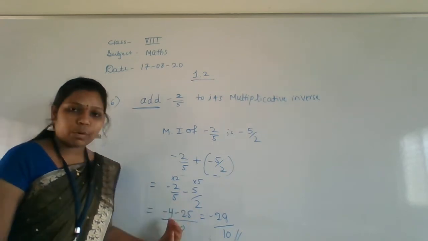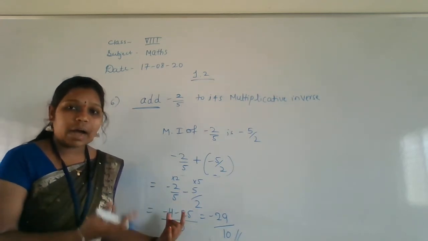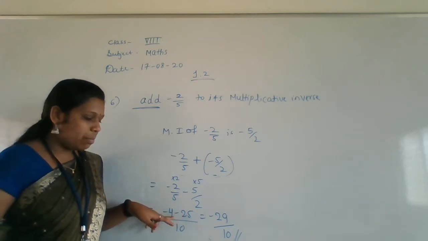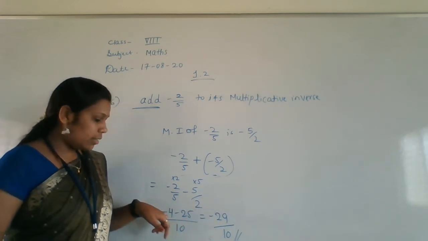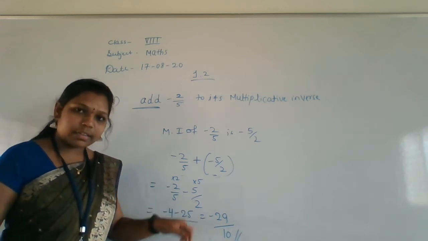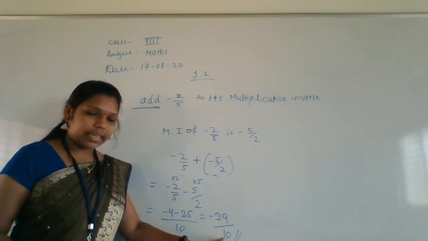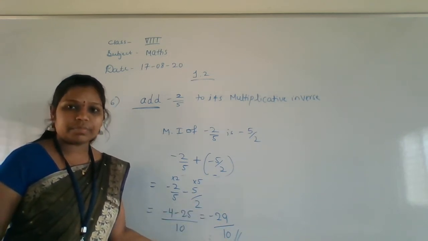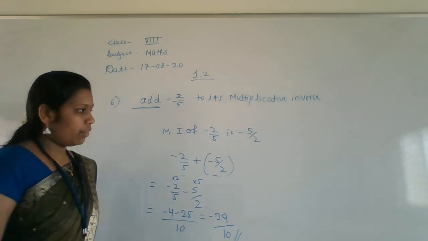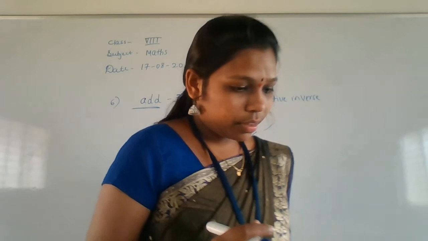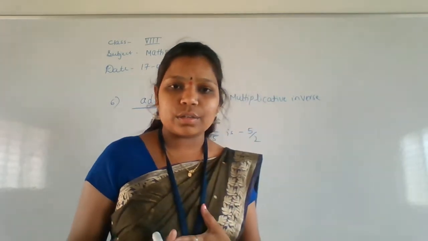If both have a negative sign, then we have to add the numbers. So minus 25 plus minus 4 is 29, and the sign will always be minus, because the bigger number contains a minus sign, and in the denominator 10 is there. So minus 29 by 10 is the answer here. Getting it, everyone? Okay, fine. So this is the sixth question. Next, we'll solve the seventh question.